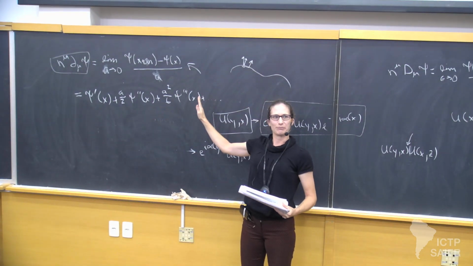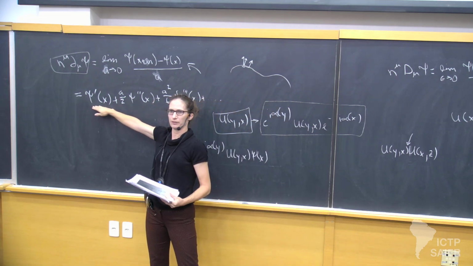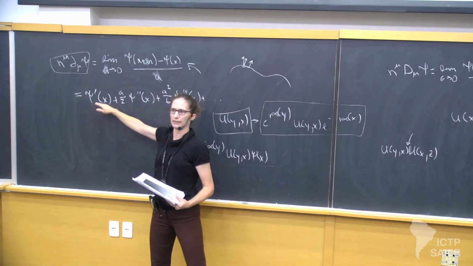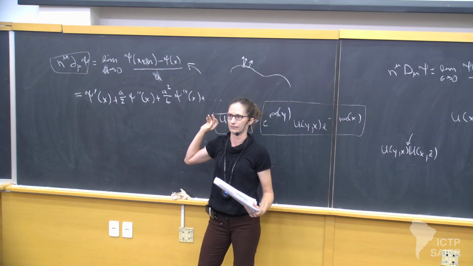So I've Taylor expanded this thing. In the limit that A goes to 0, I get the derivative I wanted. But when A is finite, I have these higher order terms that involve higher derivatives of psi.